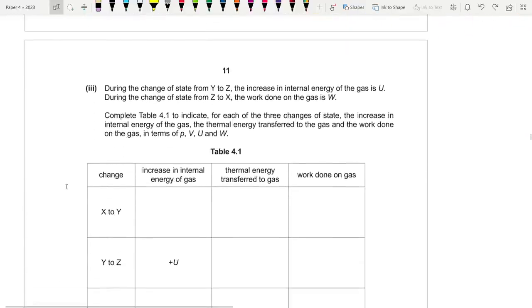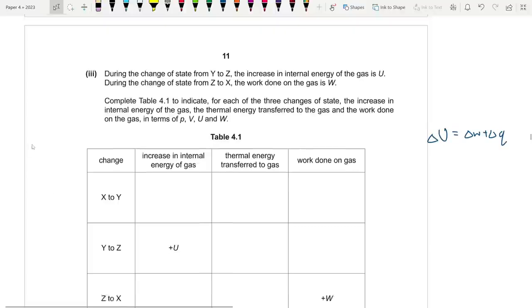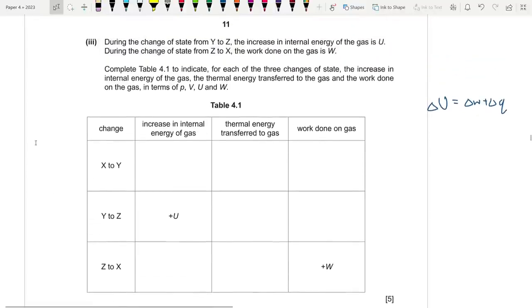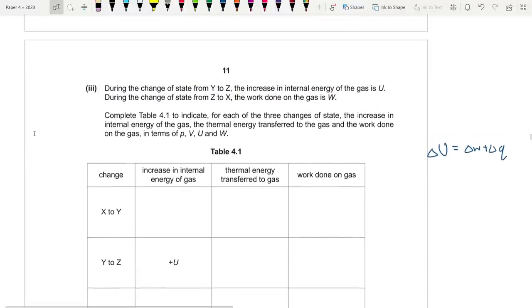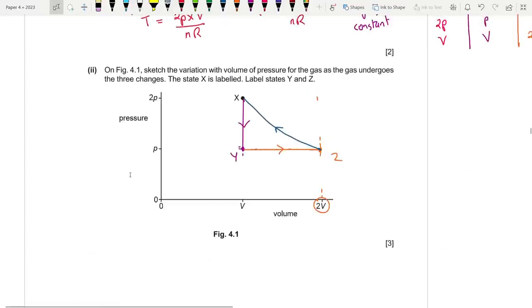Now, during the change of state from y to z, the increasing internal energy of the gas is u. So you guys know that u is equal to del w plus del q. This is the general formula. During the change from z to x, the work done on the gas is w. Complete table 4.1 to indicate for each of the 3 changes of state the increasing internal energy of the gas, the thermal energy transferred, and the work done on the gas in terms of P, V, U, and W. Fine. So let's go from x to y.